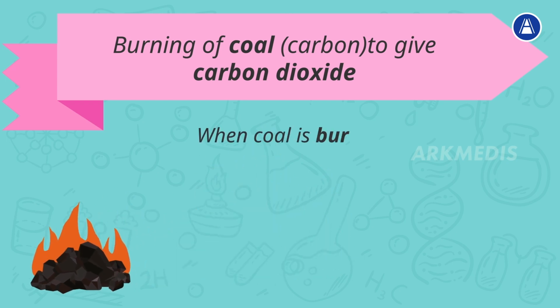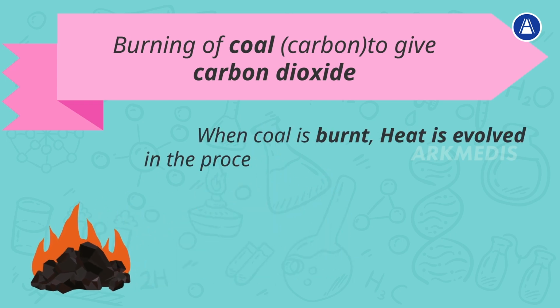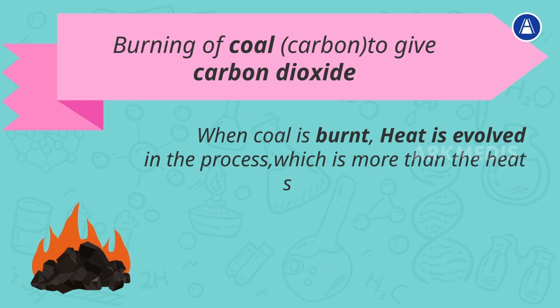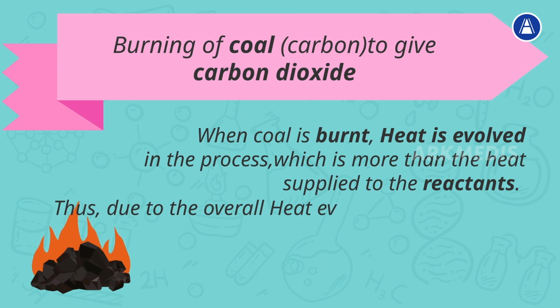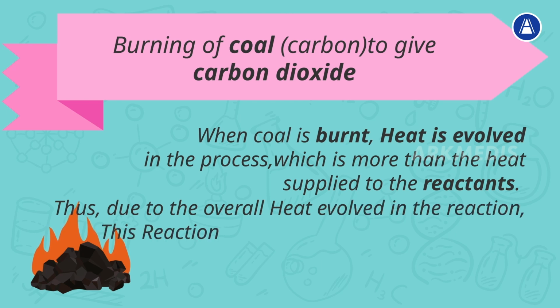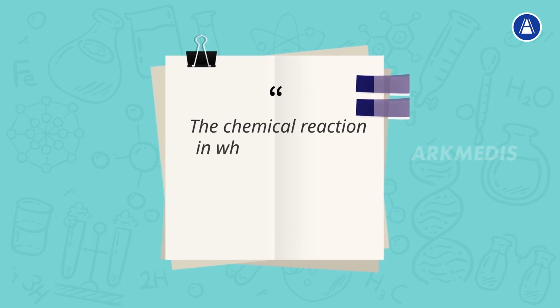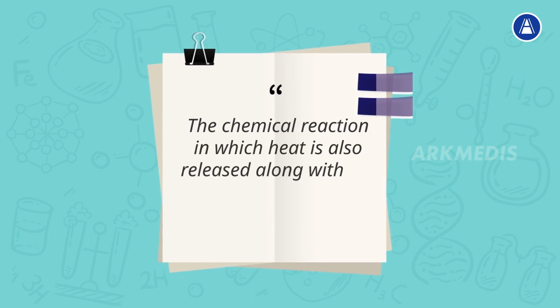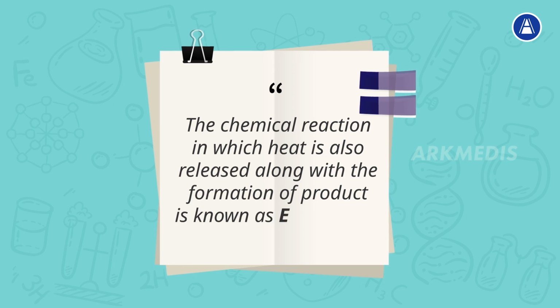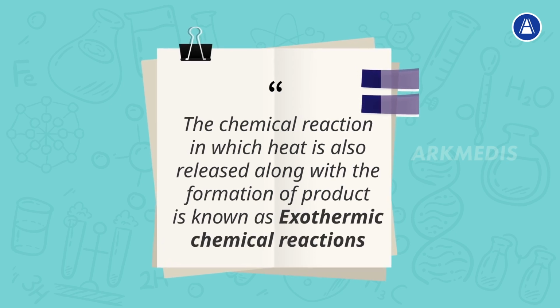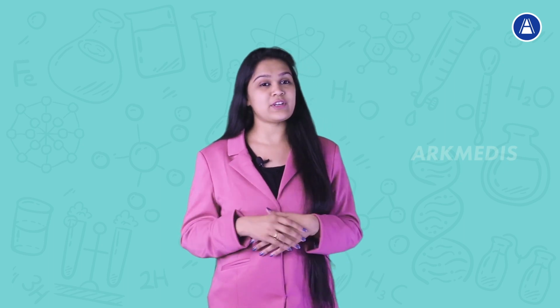Here, when coal is burnt, heat is evolved in this process, which is more than the heat supplied to the reactants. Thus, due to overall heat evolved in the reaction, this reaction is called an exothermic reaction. So, the chemical reaction in which heat is also released along with the formation of product is known as exothermic chemical reaction. And the heat energy released may be utilized in many ways.